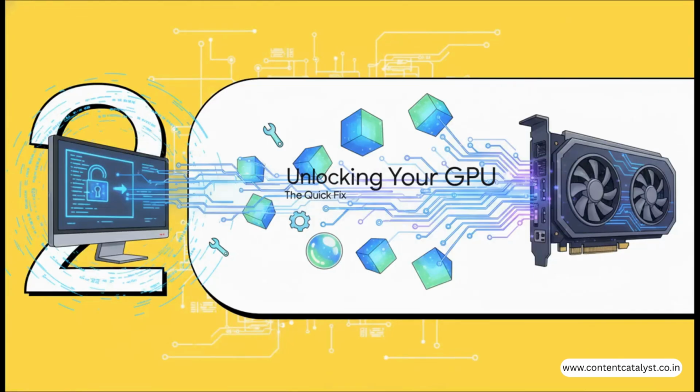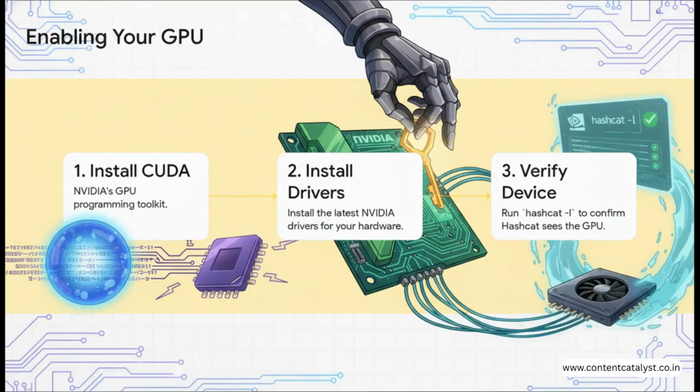Now, the good news is, making your GPU visible to Hashcat, it's actually pretty straightforward. It just takes installing a couple of key pieces of software to bridge that communication gap. So let's just walk right through it. It really just boils down to these 3 steps. First, you're going to install the CUDA toolkit. That's what lets programs speak the GPU's native language. Second, you make sure you have the latest NVIDIA drivers installed. That's the direct phone line to the hardware itself. And then finally, you run a super simple command to check if Hashcat now sees your GPU listed as a device. And that's it. Simple as that.